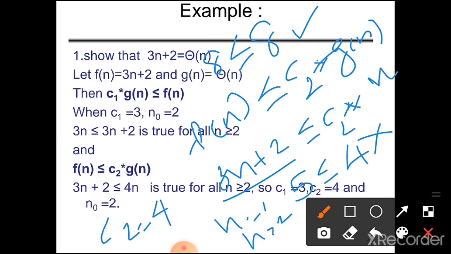N is equal to 2. Then next, n is equal to 3. Here 3 into 3, 9 plus 2, 11. 11 is less than or equal to 4 into 3, 12. So this condition is also true. So we said that c2 is equal to 4 and n naught is equal to 2.